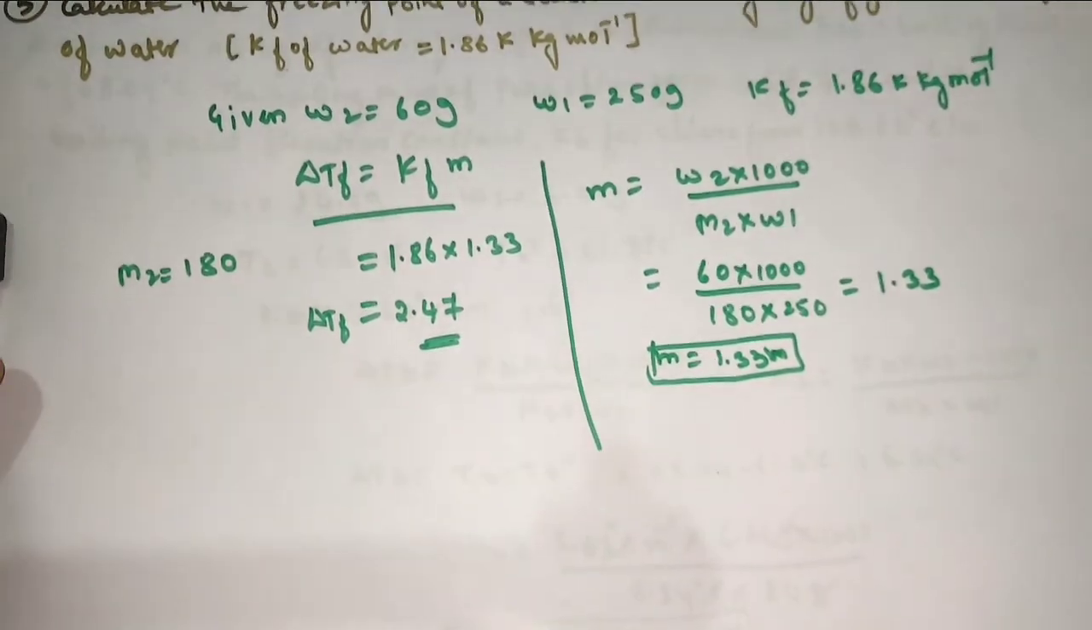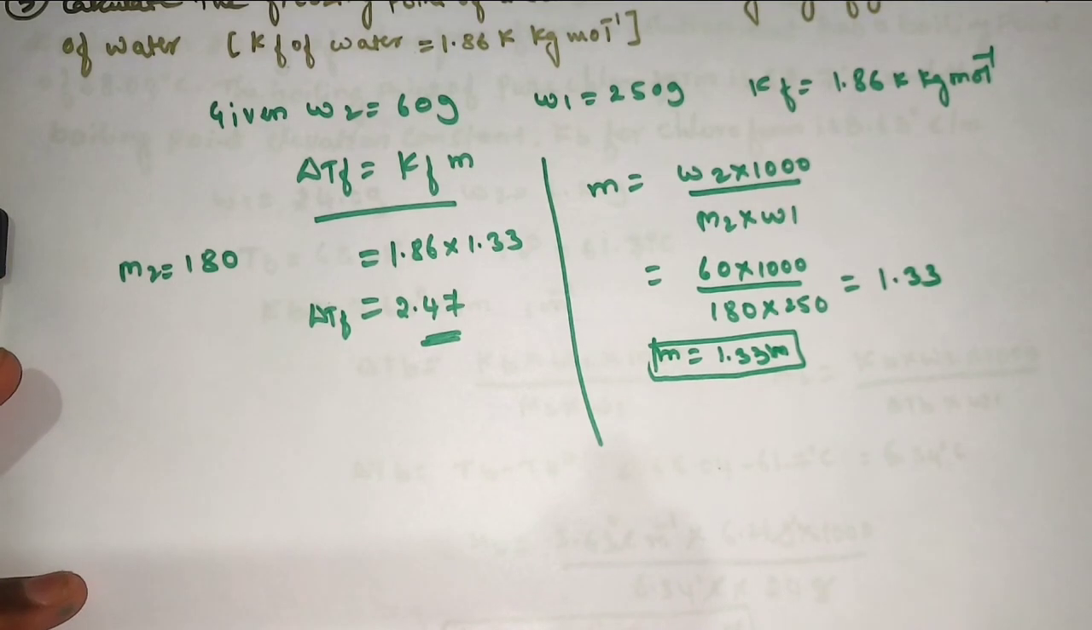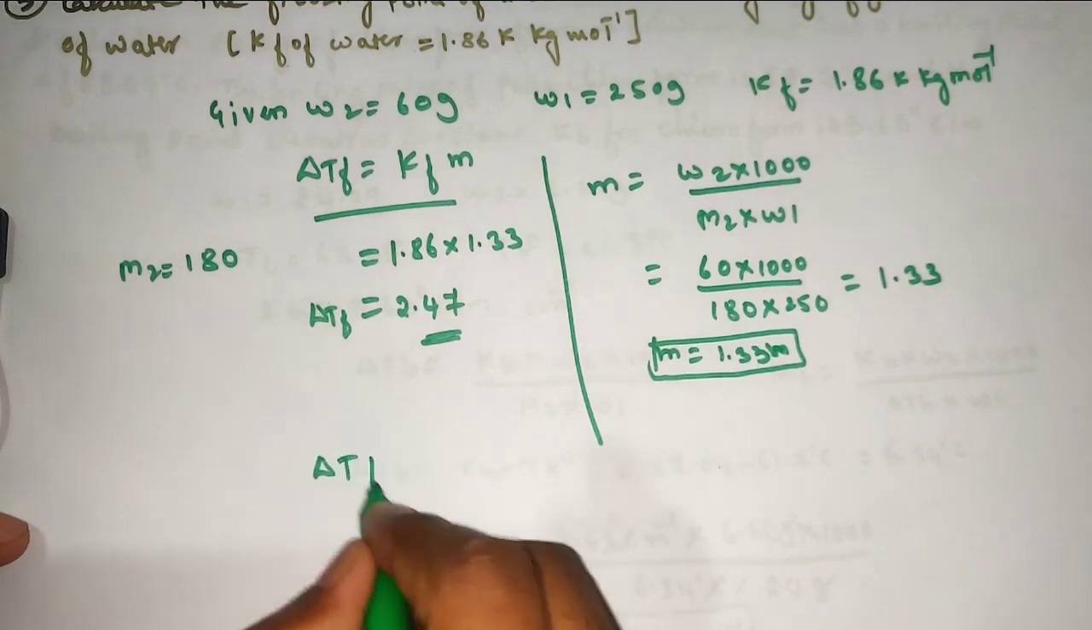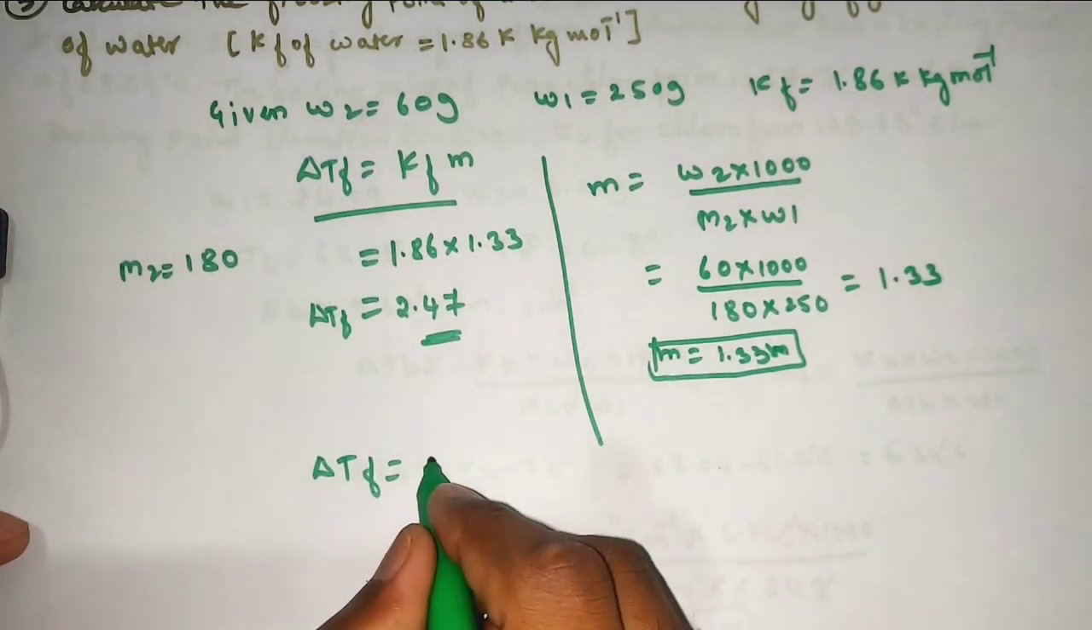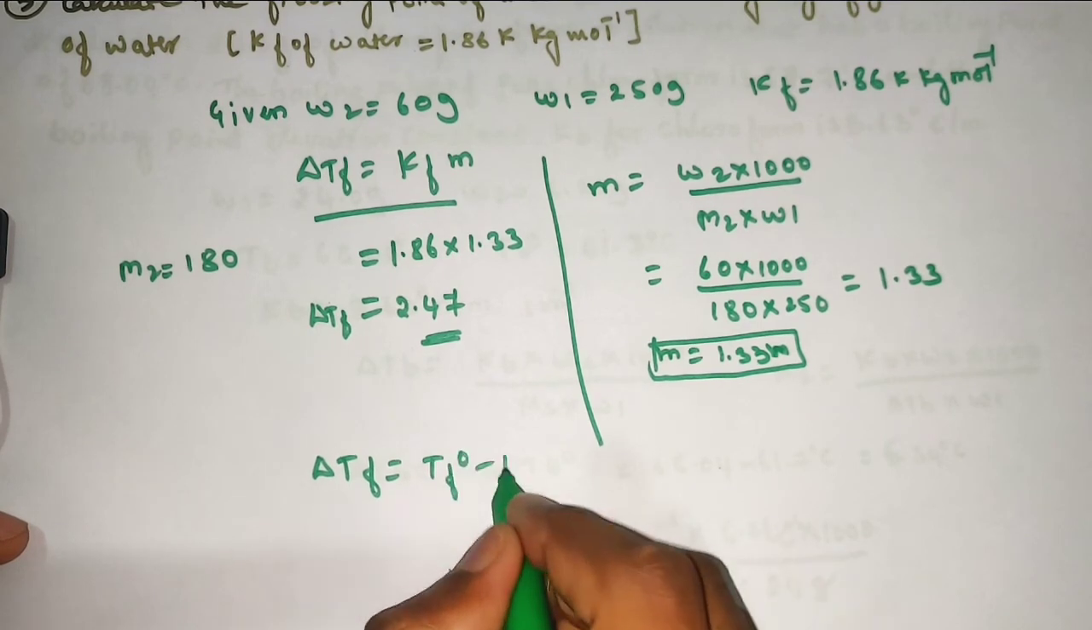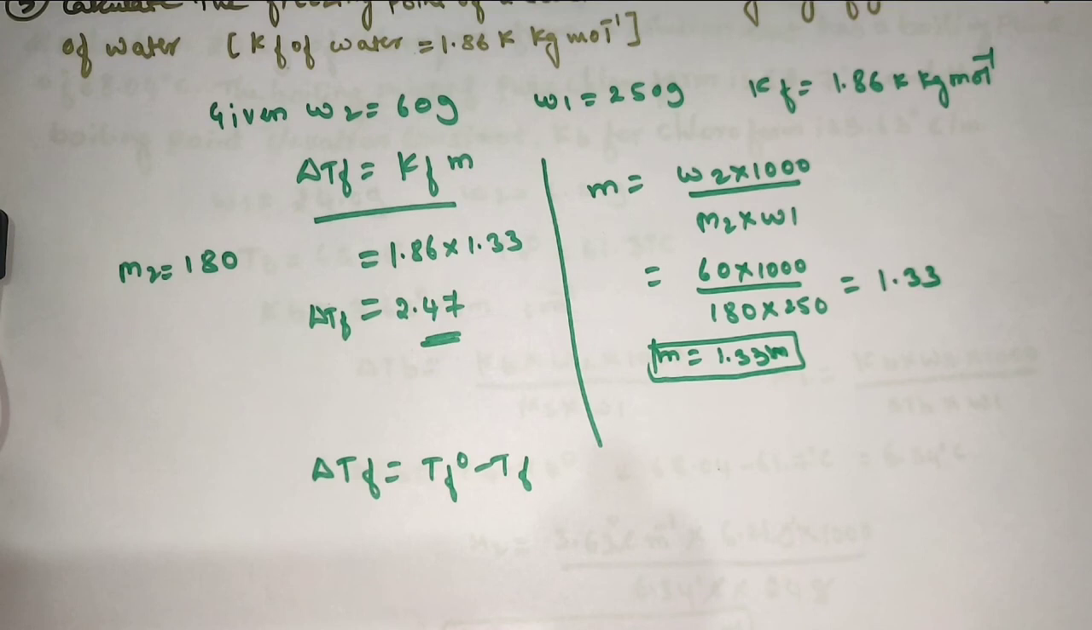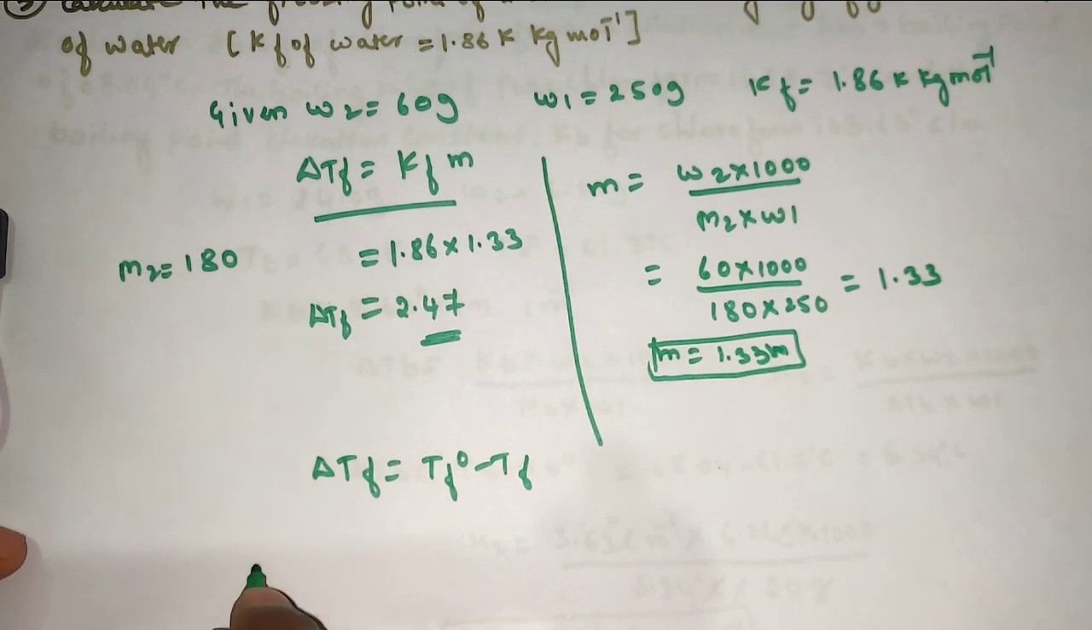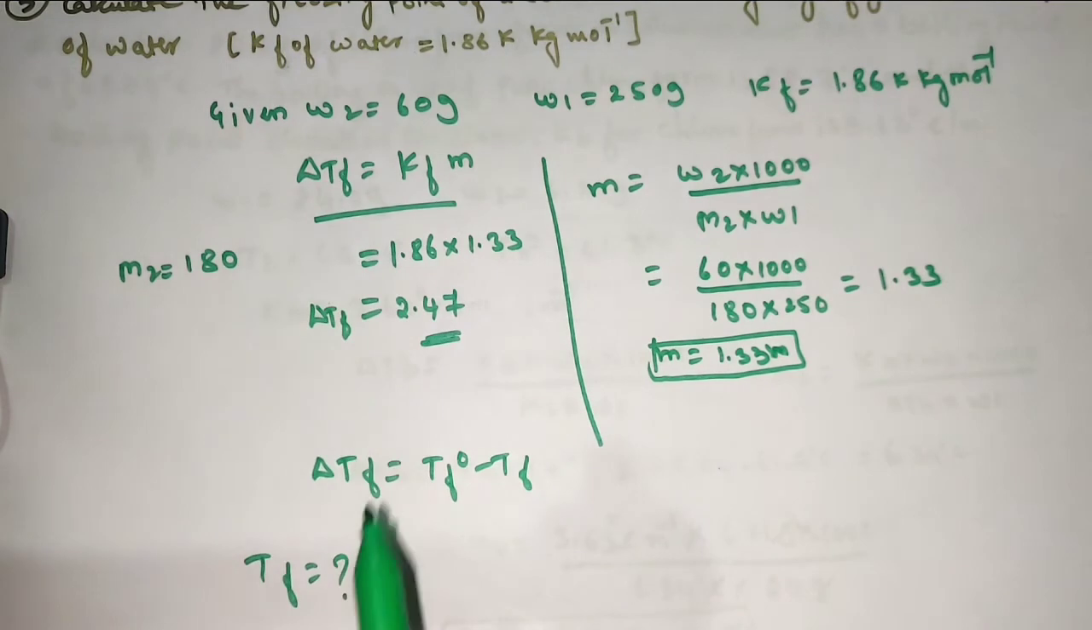Now we have one more problem for delta Tf, that is delta Tf is equal to Tf naught minus Tf. What is Tf naught? Tf naught is the freezing point of the pure solvent, and Tf is the freezing point of a solution. What we need to find out is the freezing point of a solution, that is Tf you have to find. Tf naught we know. What is Tf naught? That is for a pure solvent. How much is it?